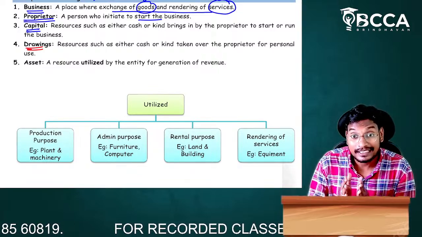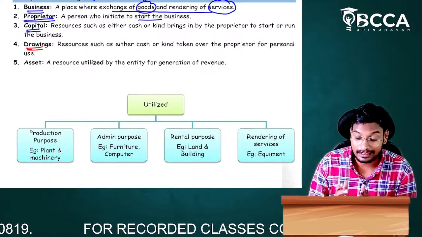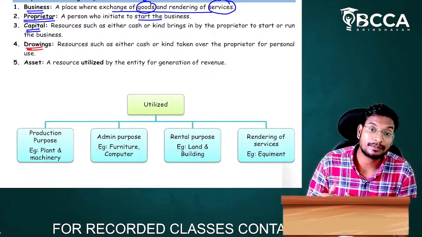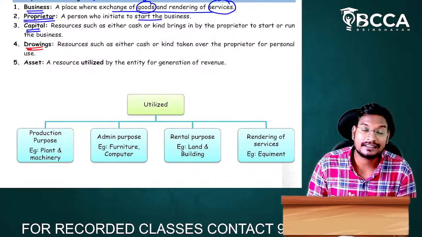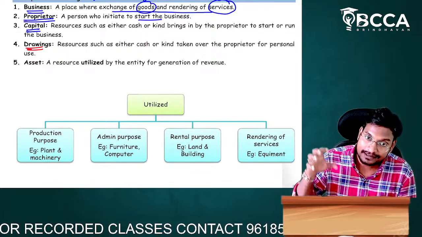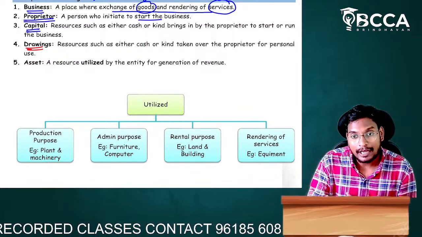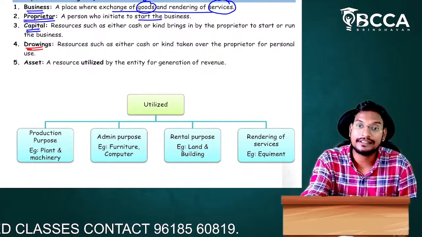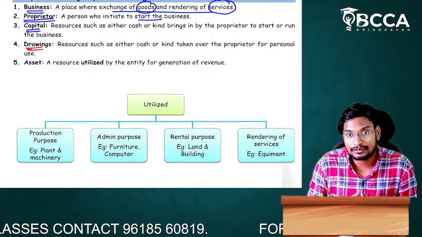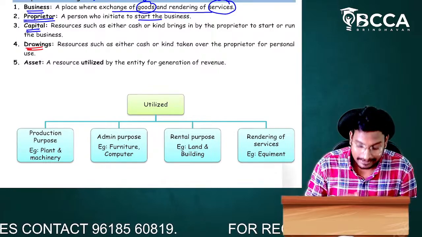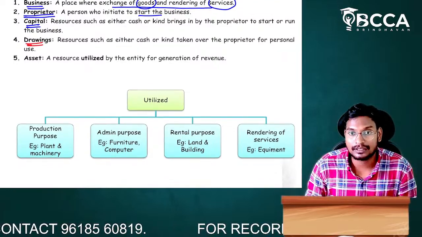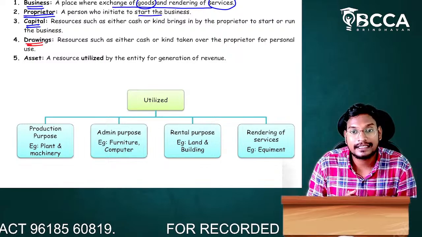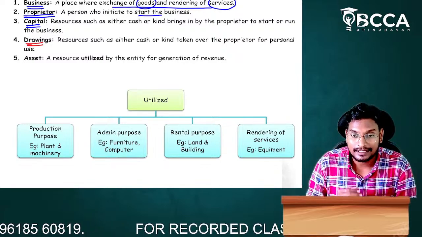Drawings means any commodity, cash, or an asset taken away by the proprietor for his personal use. In the case of drawings, the owner has to pay to the business. That means the business has to receive from the owner. This is called an asset. Asset means anything that we have to receive.